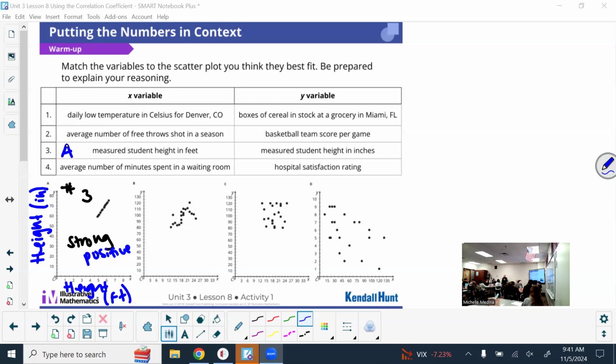All right, table 2, what about another match you were able to make? B and number 2. So let's look at that one. Compared to the other scatter plots that are left, class, would you say that this is positive, negative, or no correlation?